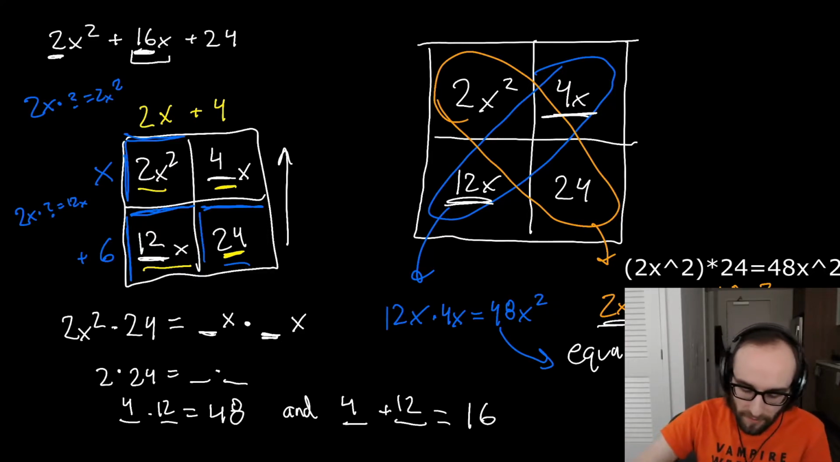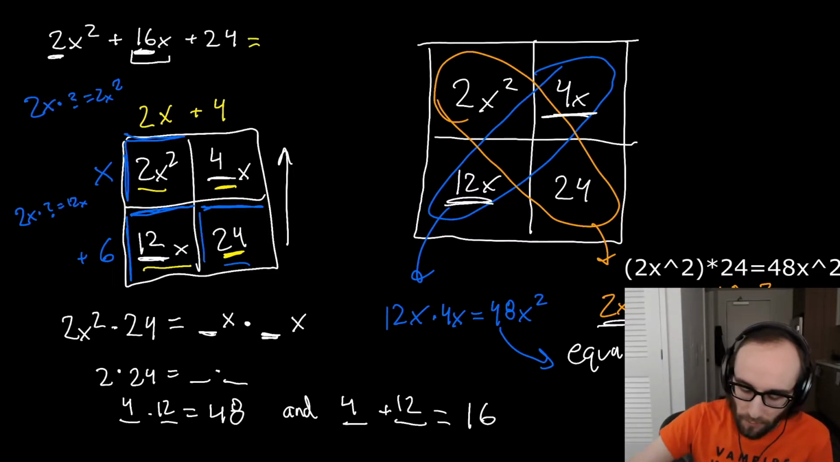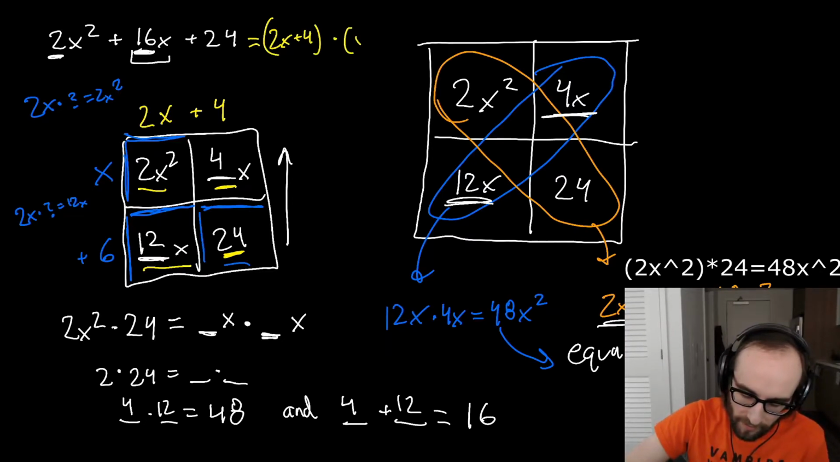What this area model tells us is that our final answer in this case is that 2x squared plus 16x plus 24 is equal to 2x plus 4 times x plus 6.